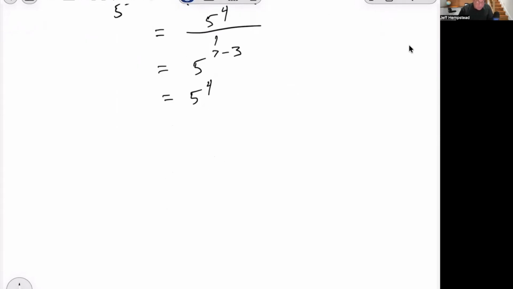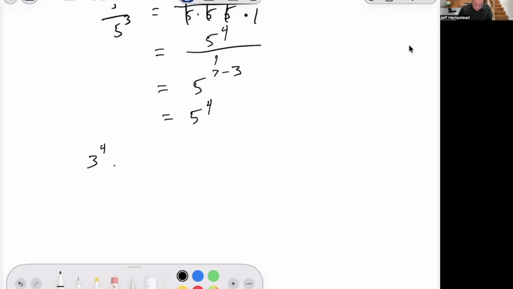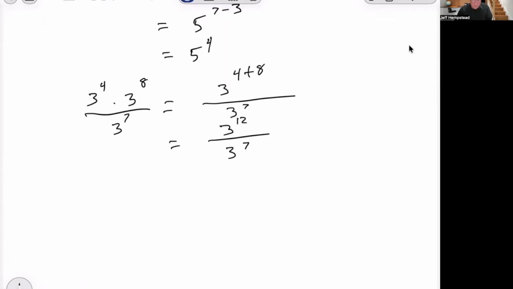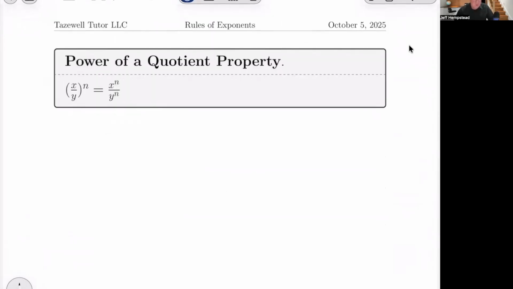Let's do another one. 3 to the 4th times 3 to the 8th in the numerator, and 3 to the 7th in the denominator. Well, in the numerator, we can use our multiplication property. 3 raised to the 4 plus 8 up there, and 3 raised to the 7th down here. Let's see, 4 plus 8 is going to be 12, and we can subtract 12 minus 7, which is 3 to the 5th.